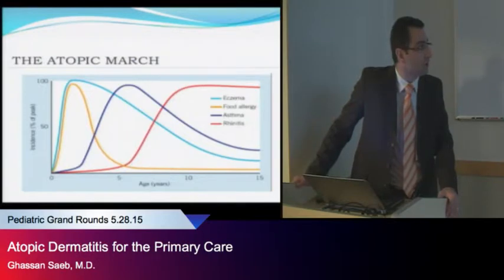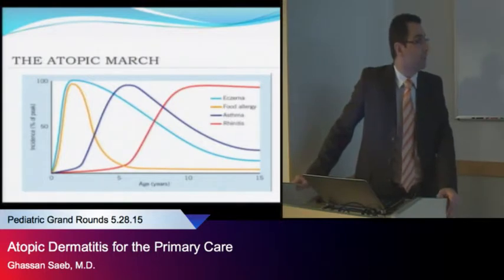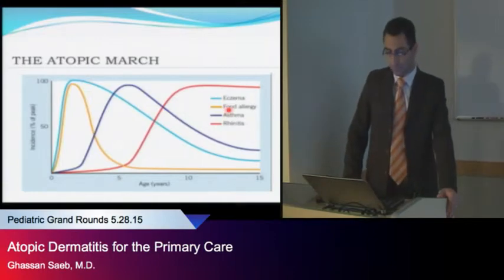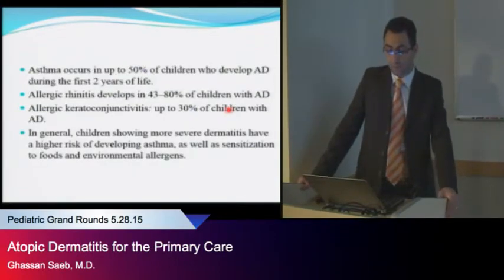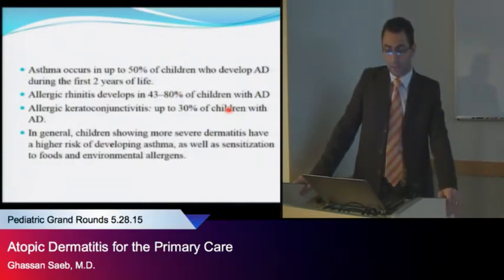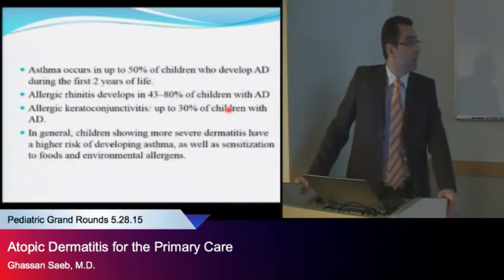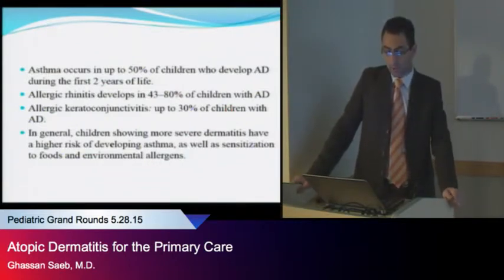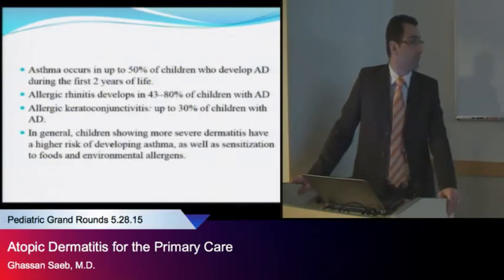This chart illustrates the chronological order of the atopic march. It starts with the green line, the eczema. After that, the food allergy appeared. Then the blue line is where asthma appeared later, then allergic rhinitis. Asthma occurs in up to 50% of children who develop atopic dermatitis during the first 2 years of life. Allergic rhinitis develops in 43 to 80% of children with atopic dermatitis. Allergic keratoconjunctivitis occurs in up to 30% of children with atopic dermatitis.